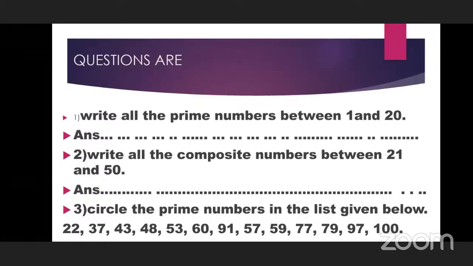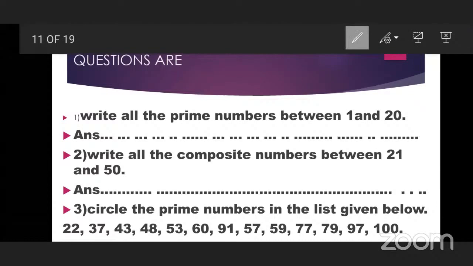So tell me which are the prime numbers between 1 and 10 only. 2, 3, 5, 7. Very good.